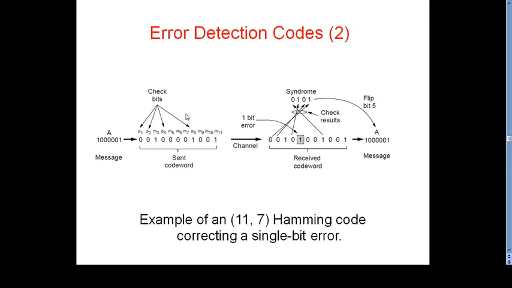Error detection codes. Here is an example of the 11,7 Hamming code correcting a single bit error. This is the sent code word, this is the received code word, with a 1 bit error. This is the syndrome. Check the result and this is the received message. This is the sent message and this is the received message. So we flip bit 5 and check the bits 1, 2, 3 and 4. This is an even parity which will be maintained.